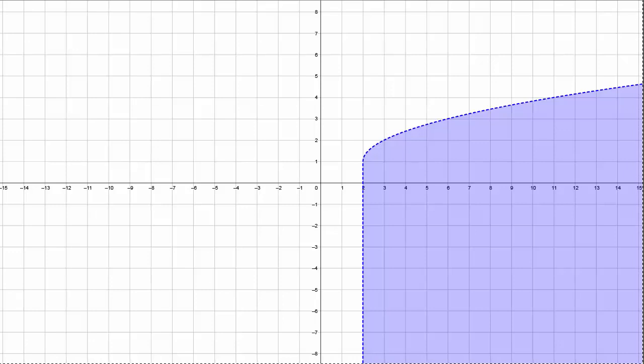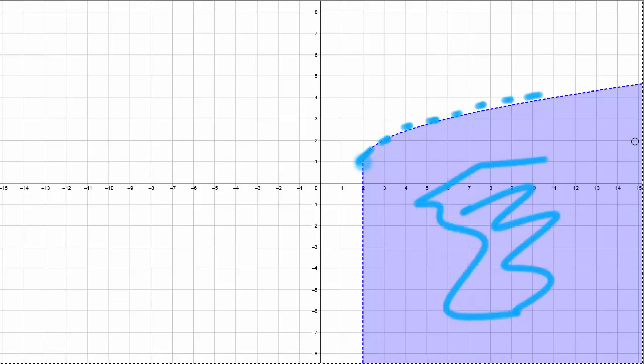So there she is. So we started right here, over to the right 2 and up 1. Okay, so we started right there. And then we graphed it just like the parent. And we did a dashed line, and then we shaded. Beautiful.